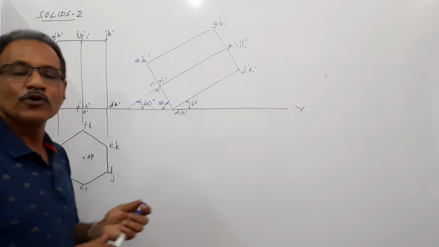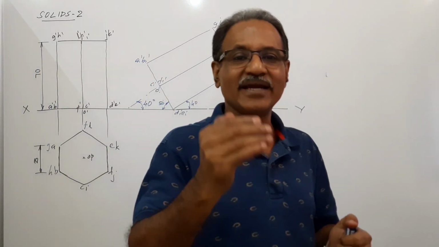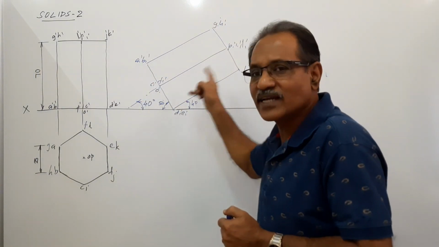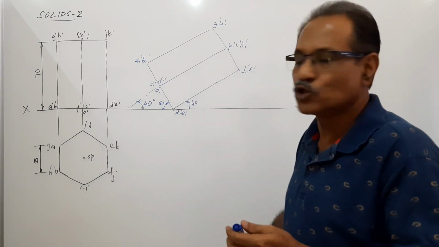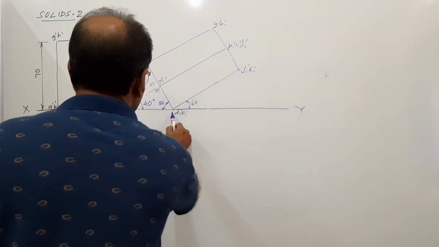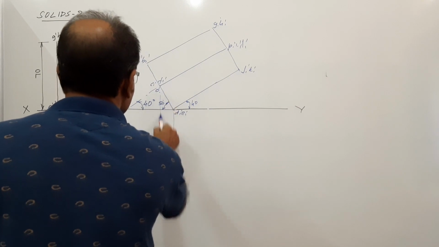Now what you have to do? You have to draw a new plan to suit this elevation. This is the final elevation. Draw a new plan to suit this elevation. How do you do that? Draw vertical projectors down, very, very light.